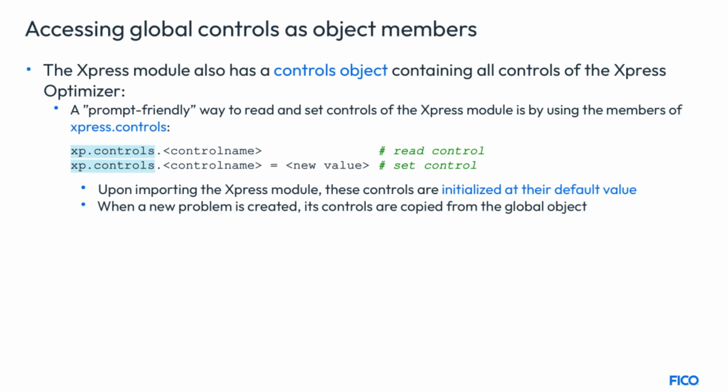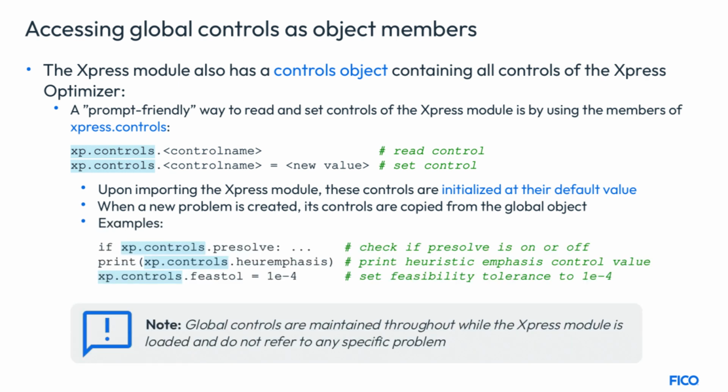There are two types of controls: global controls and problem-specific controls. Global controls are controls that apply to all problems included in the Python program and can be read and written to in a user-friendly way by calling xp.controls followed by the control name for reading, and by further assigning a new value for writing. Global controls will be initialized at their default values when importing the Xpress package. Examples of using global controls include checking whether pre-solve is turned on or off, checking the current setting for the popular heurEmphasis control, or setting a new feasibility tolerance value.